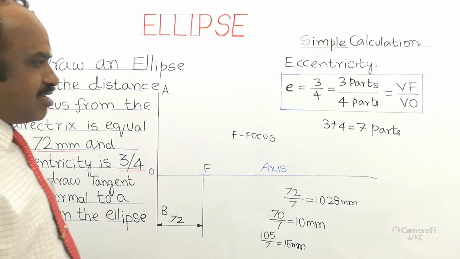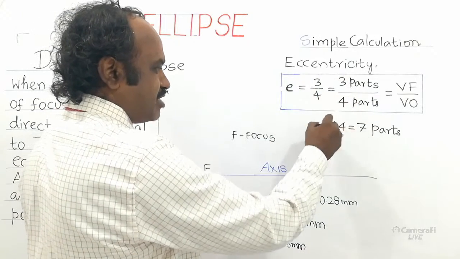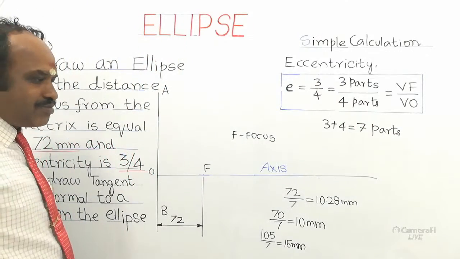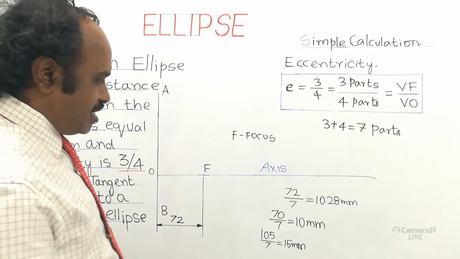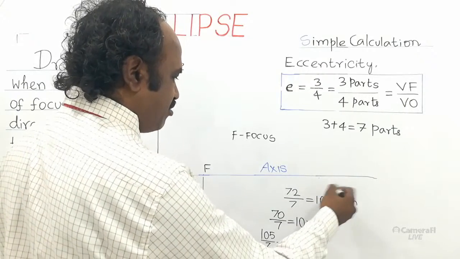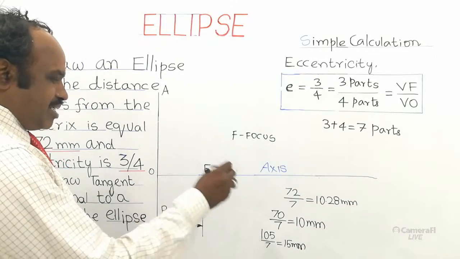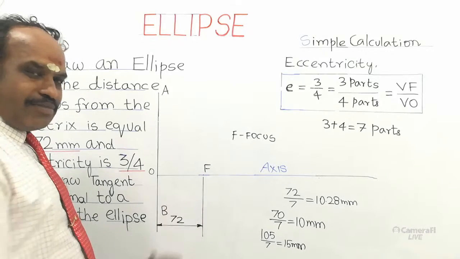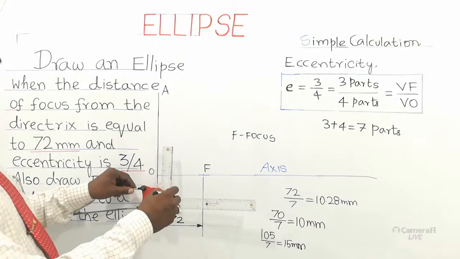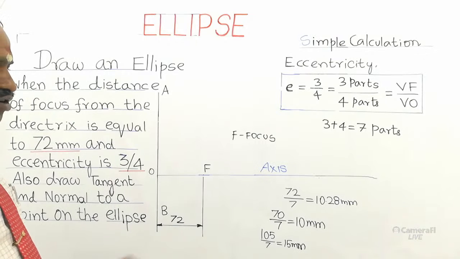So before that, add the numerator value. The numerator given is 3 parts plus the denominator 4 parts. So 3 plus 4 will be 7 parts. Understand? This OF we are going to divide into 7 equal parts. If you divide 72 by the total number of parts, 7, we will get approximately 10.28, a value in the 10 point something. We cannot mark that individually, because the least markable distance using a mini drafter is 0.5 or 1 mm. Values like 0.28 or 0.4 cannot be marked.